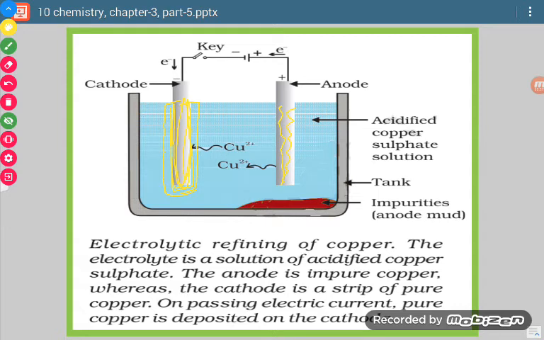Okay, so this is the process which occurs. Now those things which are impurities and are present here, what will happen to those impurities? Those impurities will settle down at the bottom, and they will be termed as anode mud. And in case there is some soluble impurity, then that will remain in this solution. Okay, now this is the process of electrolytic refining.